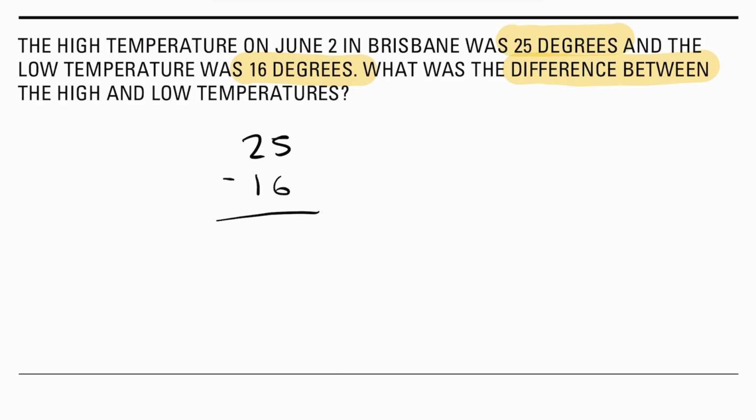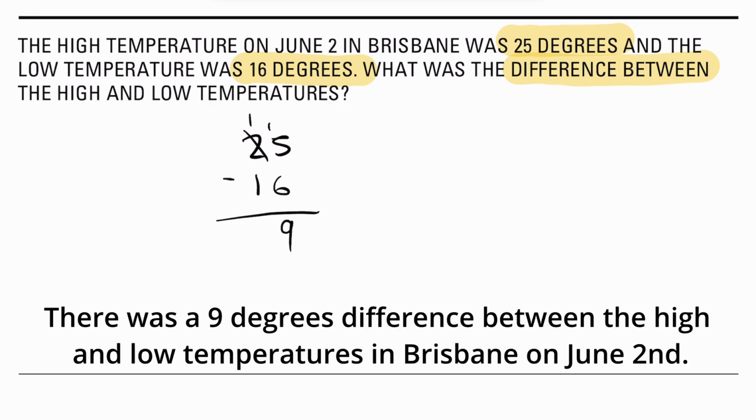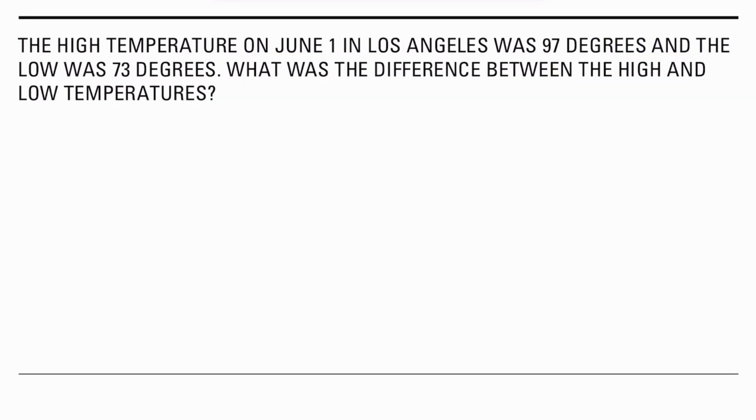So 5 minus 6, we need to borrow there. And so 15 minus 6 is going to be 9. And so therefore we can say that there was a 9-degree difference between the high and low temperatures in Brisbane on June the 2nd. So same kind of thing here. The high temperature on June the 1st in Los Angeles was 97 degrees and the low was 73 degrees. What was the difference between the high and low temperatures?